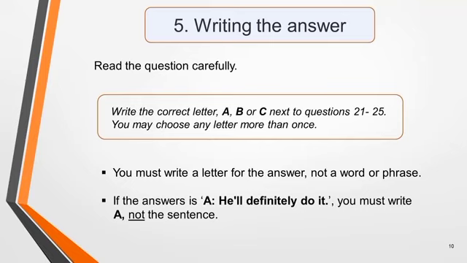Here are the instructions for our sample question. Write the correct letter A, B or C next to questions 21 to 25. You may choose any letter more than once. For matching questions in the IELTS listening test, you must write a letter for the answer, not a word or phrase. So, if the answer is, "He'll definitely do it," you must write A, not the sentence. If you write the words "he'll definitely do it" for the answer, it will be marked wrong, even though the information is correct. Don't throw away marks with silly mistakes like this.